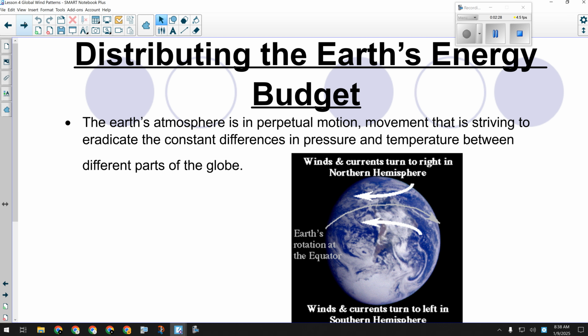So the Earth's atmosphere is in perpetual motion, always moving, even if it's calm, even if we have a day where there's no wind, if we ever get one of those. There's always a little bit of air movement, and that's because there's always going to be pressure differences, temperature differences, things like that.